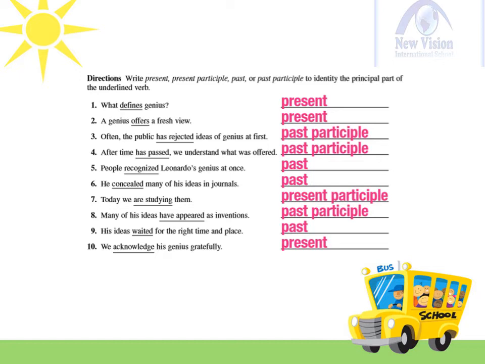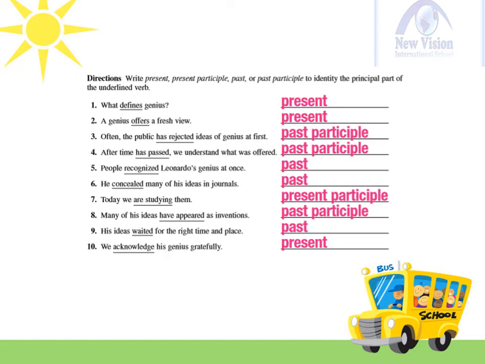Number 3. Often, the public has rejected ideas of genius at first. Underlined words are has rejected, past participle. Number 4. After time has passed, we understand what was offered. Underlined words has passed, past participle. Number 5. People recognized Leonardo's genius at once. Underlined word, recognized, past.